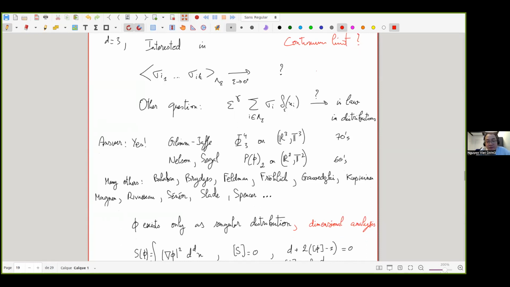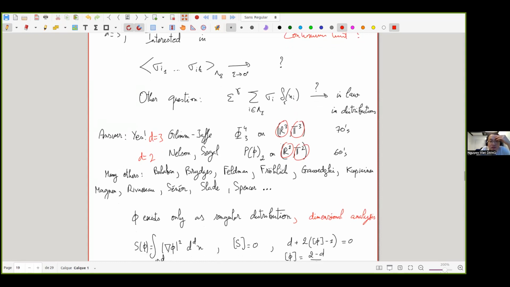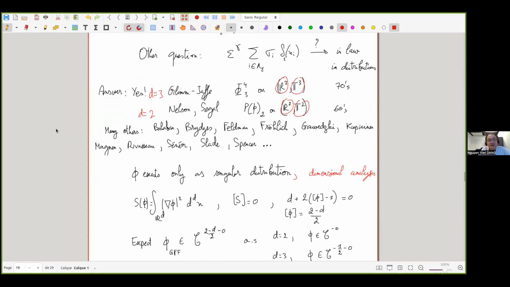And the answer is yes. In fact, in dimension d equals 2, and in dimension d equals 3, on the 3-torus, or on R^3, or on the 2-torus or R^2, these convergences were proved in the 60s and in the 70s, by Nelson and Segal for 2-dimensional models, and for 3D models by Glimm and Jaffe in the 70s. In flat space, I want to insist, in flat space.